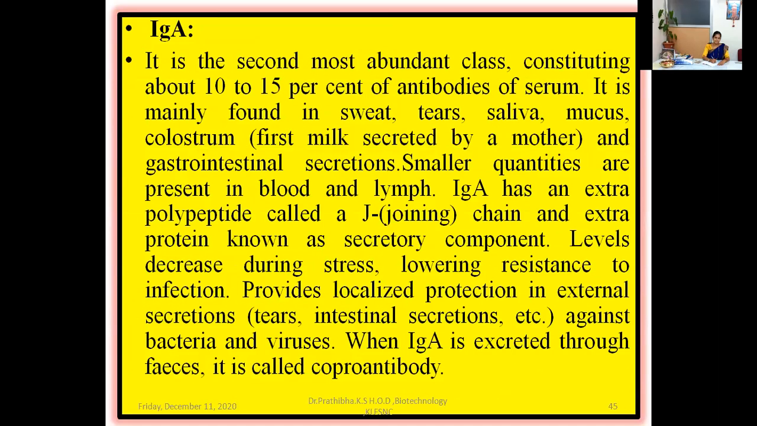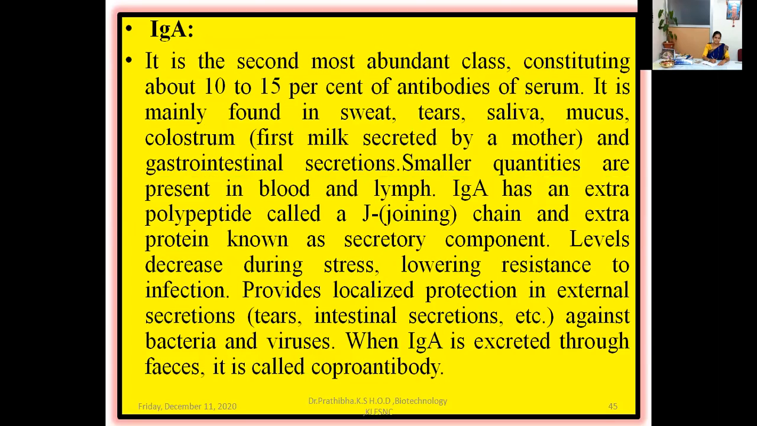Now let us go through IgA. IgA is the second most abundant class, constituting around 10 to 15% of serum antibodies. It is mainly found in sweat, tears, saliva, mucus, colostrum, which is the first milk secreted by a mother, and gastrointestinal secretions. IgA in smaller quantities is present in blood and lymph.